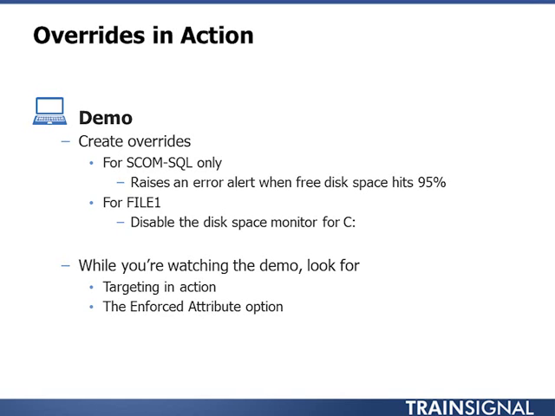For the server name file1, we're going to disable disk space monitoring altogether. And I'll show you how to do that as well. While you're watching the demo, I'm also going to be talking a little bit about targeting when you target different systems or different groups or different object types with an override. And you'll get to see the enforced attribute option where you actually apply that. So, without further ado, let's get over to the Operations Manager console and carry out these tasks.